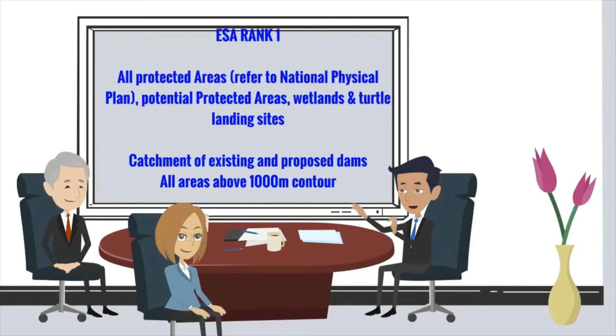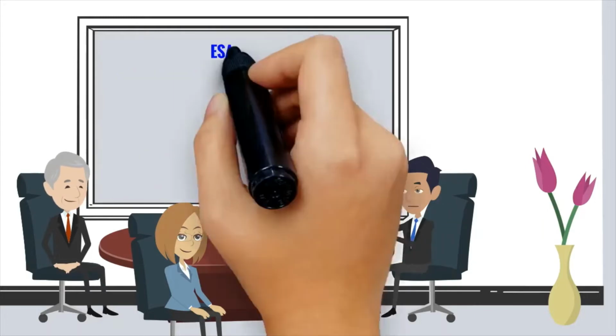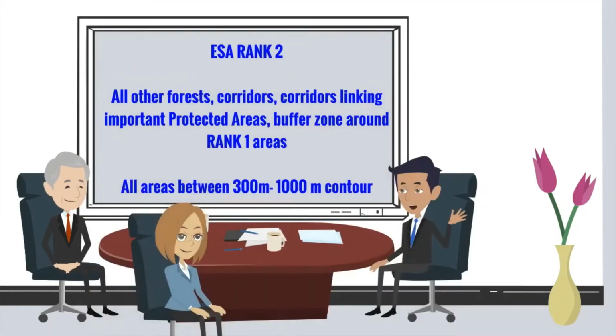The areas defined as environmentally sensitive as demarcated in IP8 of the National Physical Plan are: ESA Rank 1, first, all protected areas, refer to National Physical Plan, potential protected areas, wetlands and turtle landing sites. Secondly, catchment of existing and proposed dams. Thirdly, all areas above 1,000 m contour. ESA Rank 2: all other forests, corridors linking important protected areas, buffer zone around Rank 1 areas. Next, all areas between 300 m and 1,000 m contour.